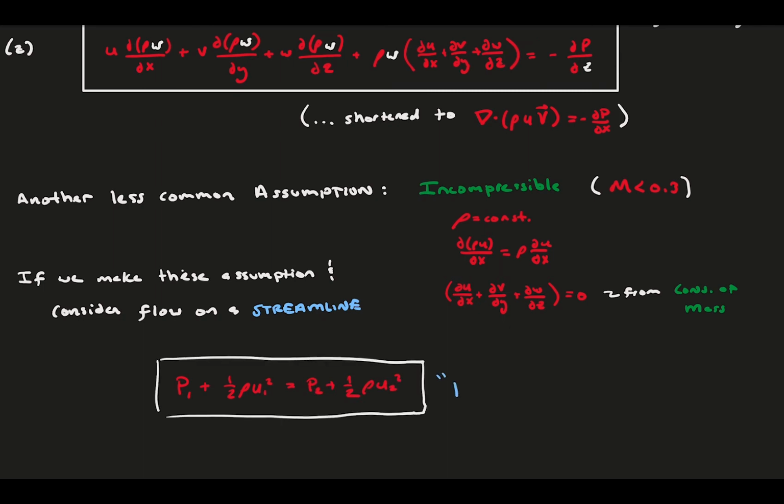If you do this and you rearrange some of the terms, you can turn the Euler equations into the famous Bernoulli equation. This equation states that the sum of the pressure and the rho u squared at each point is the same along every point on that streamline. If the flow slows down, the pressure goes up, and vice versa.